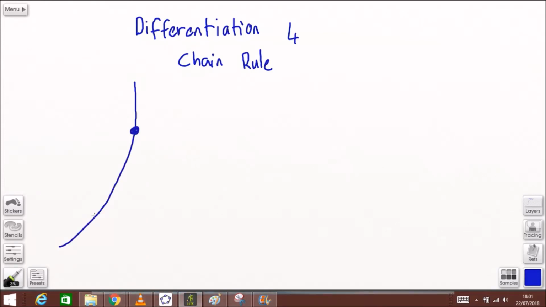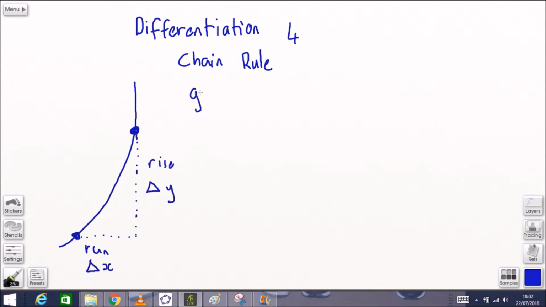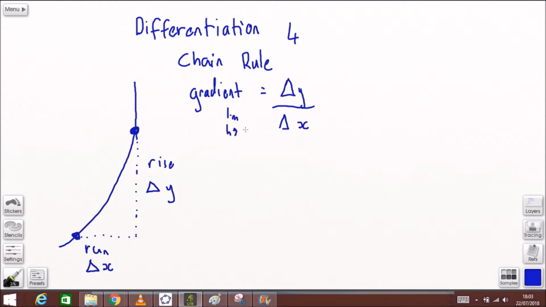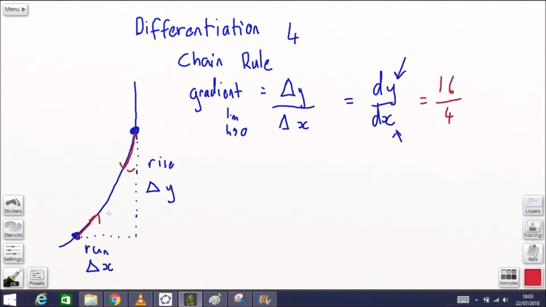Before we get into looking at the chain rule for composite functions, just a reminder that we looked at how the gradient can be written as the rise over the run, being the change in x and the rise being the change in y. And if we take this distance between the 2 points and make it go smaller and smaller, we get dy dx. dy dx is just numbers, so that could be like 16 over 4, and if you bring the points closer and closer together, 8 over 2, then 4 over 1, until the point you have has a gradient of 4.